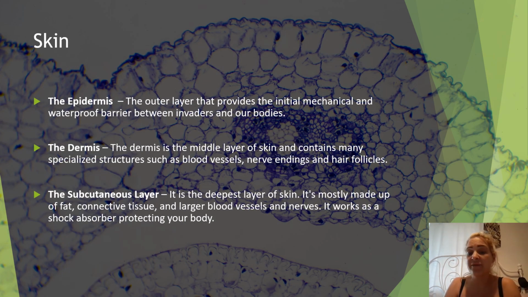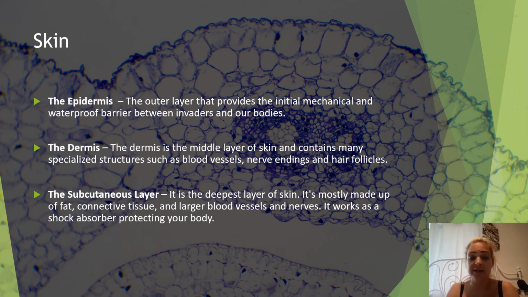So one line of defence, what we use is through the skin. The epidermis is the outer layer, and that provides initial mechanical and waterproof barriers between ourselves and the invaders trying to get into our bodies. The dermis. Now the dermis is the middle layer of skin. It contains many specialised structures such as blood vessels, nerve endings and hair follicles.